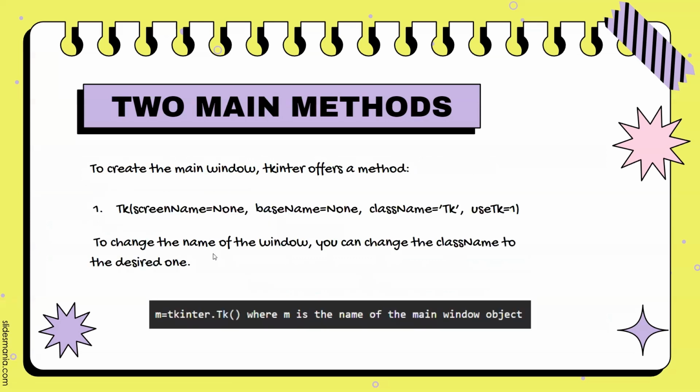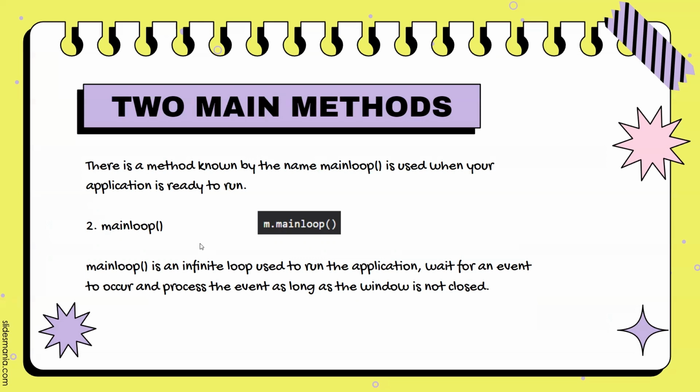And if you see our previous slide, you can see that m = tkinter.Tk() was in our code. So because of that, we need to put m.mainloop().